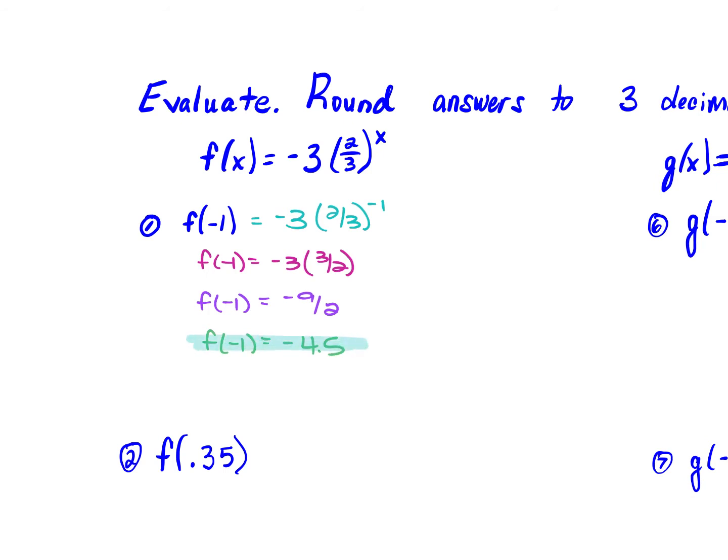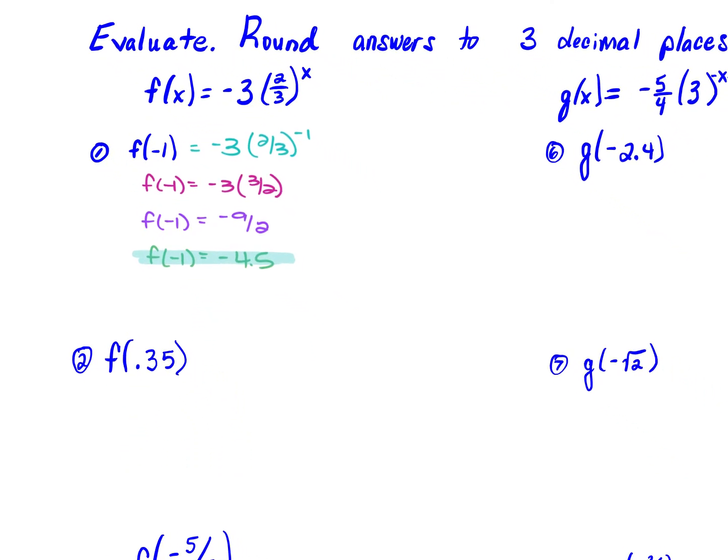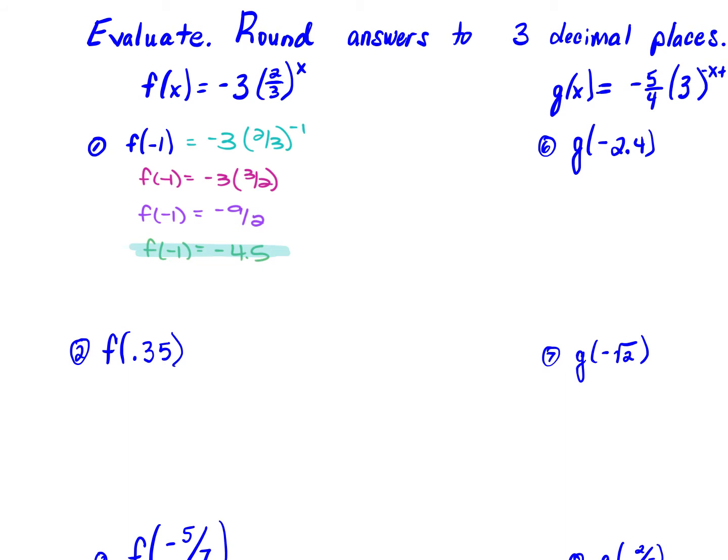You can use your calculator for this. You don't need to if you don't have one. It's easy. But like I said, you can use your calculator for it. For 2, you have f of 0.35. So for this one, we're going to plug the 0.35 in for x. So that's going to be -3 times 2/3 to the power of 0.35. If you use your calculator correctly, you should get that f of 0.35 is equal to -2.603.